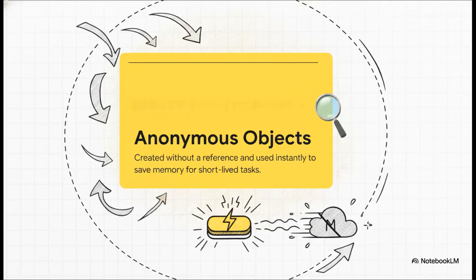To wrap things up today, I wanted to introduce you to a very cool memory saving trick. Enter the anonymous object. By definition, an anonymous object is created entirely without a reference variable. Because there's no reference pointer on the stack, you literally cannot reuse this object. It's created, it performs its duty instantly, and then it is immediately ready to be cleared out. This saves precious memory for short-lived tasks, and you'll see it used all the time in event handling, like programming what happens during a single button click on a user interface.